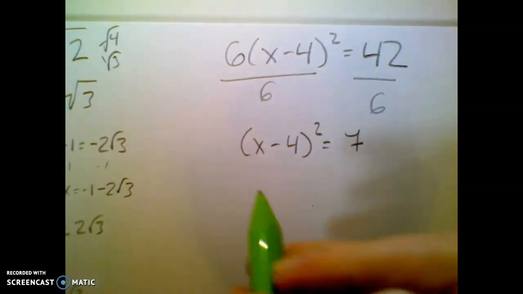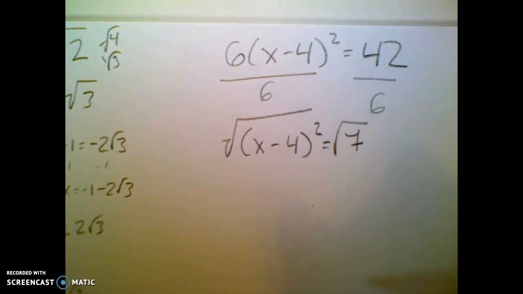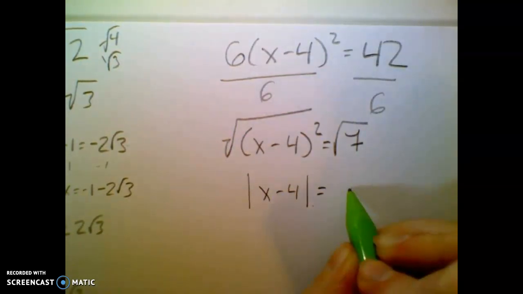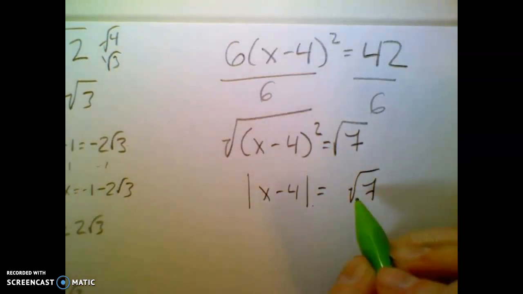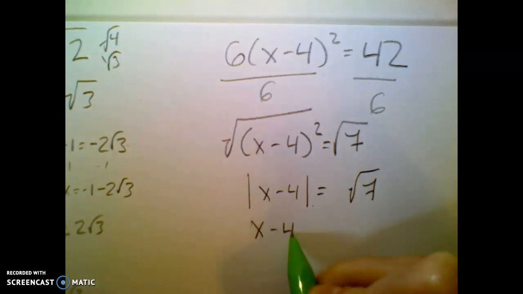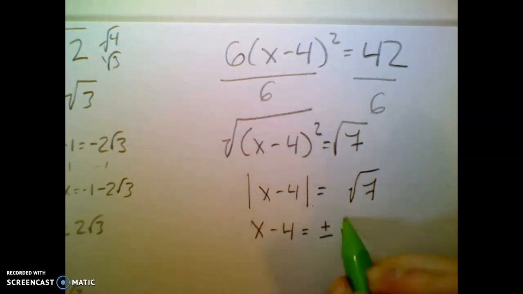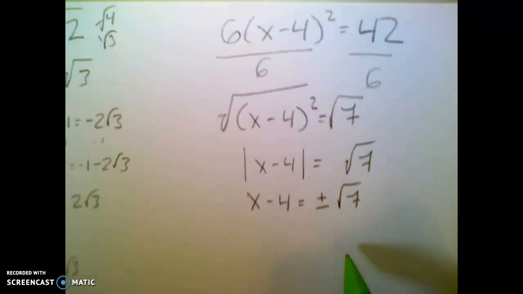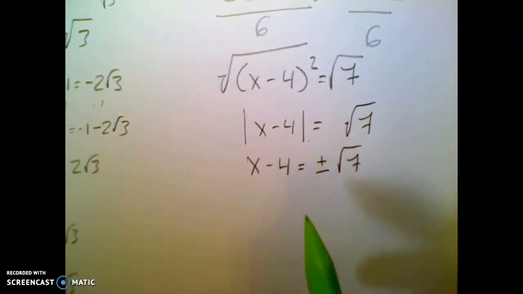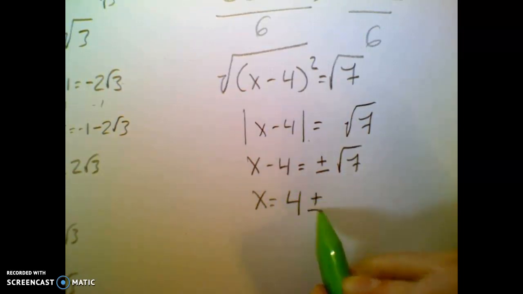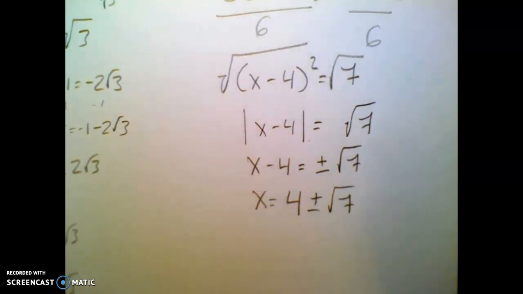Okay, I've isolated it, so now I can go ahead and square root both sides. Absolute value of x minus 4 equals root 7. Again, when I do the positive root and negative root, it's going to be x minus 4 equals positive or negative root 7. Either way, I get the positive root 7 on one side and the negative root 7 on that side. How do I solve both of these roots together? Literally just add that 4 straight over, so it is 4 plus or minus root 7.